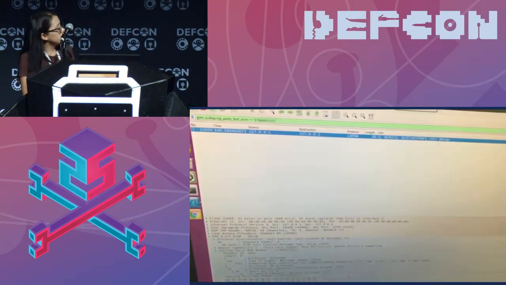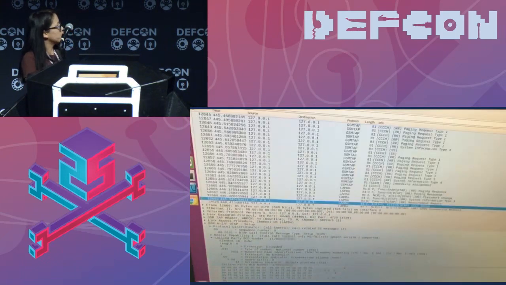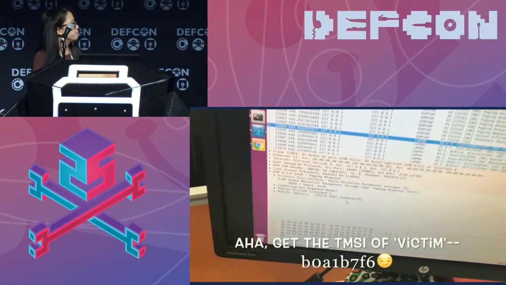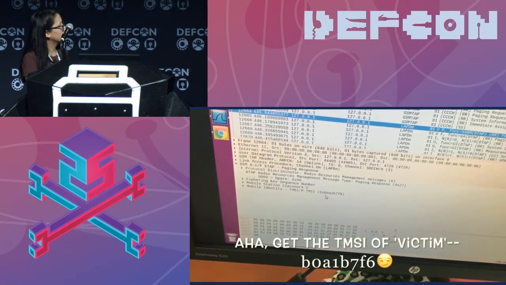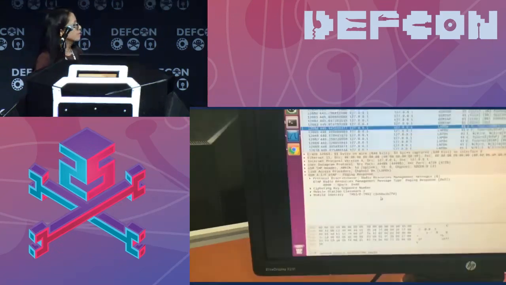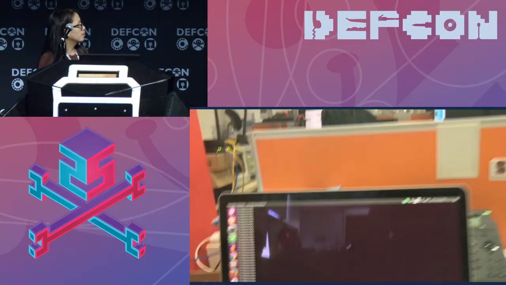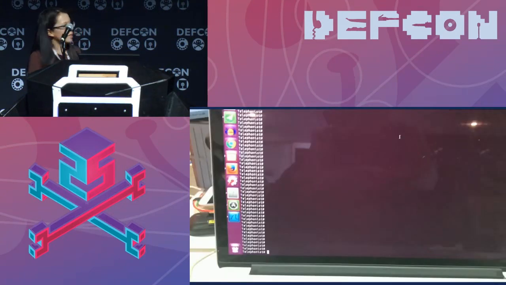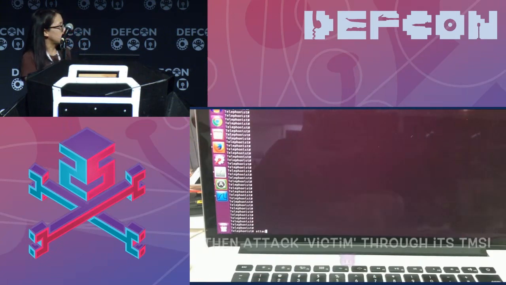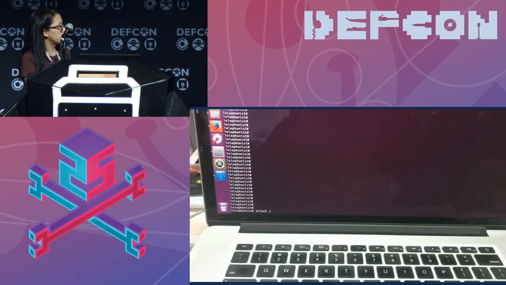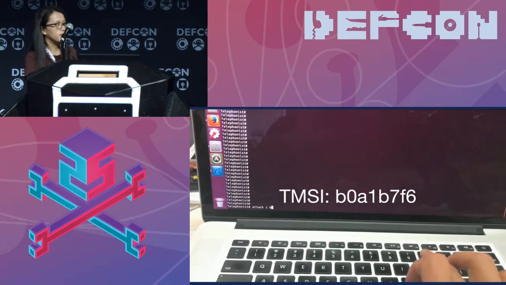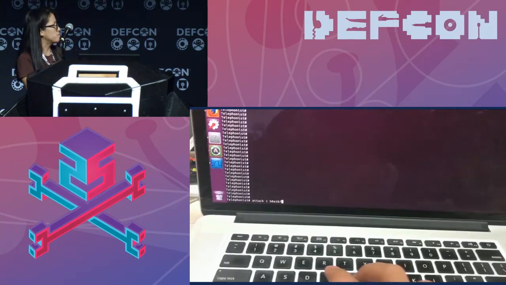Okay, so during the two calls, we captured the TMSI of the victim cell phone. And we start the attack. We set the TMSI on this MacBook. This is the victim cell phone's TMSI.